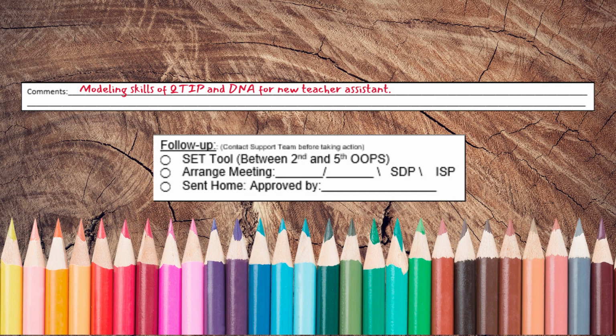In the follow-up box, the teacher can indicate what feedback they may have gotten from the area supervisor or support team regarding the oops. First, does the child need a set tool completed? Next, does the team need to schedule a meeting? If so, with who? What type of meeting is needed, an SDP, an ISP, or something else? Finally, if the child was sent home, who made this decision?